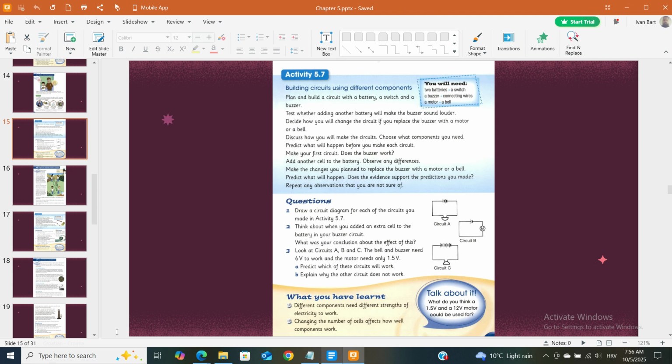Explain why the other circuit does not work. What you have learnt. Different components need different strengths of electricity to work. Changing the number of cells affects how well components work. Circuit A. Circuit C. Circuit B. Talk about it. What do you think a 1.5 volt and a 12 volt motor could be used for?